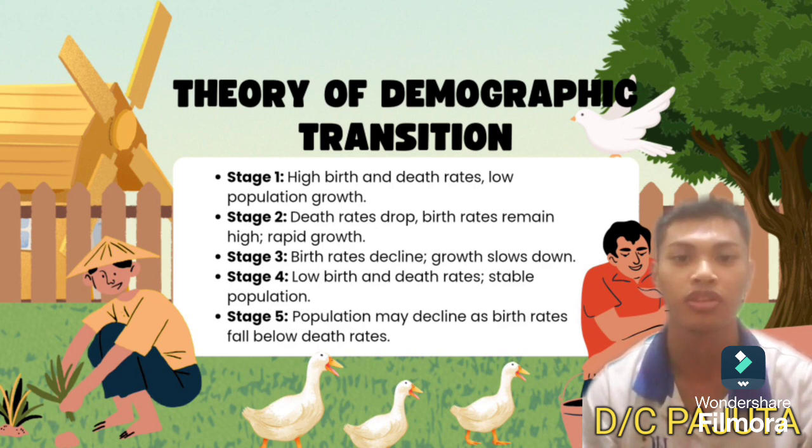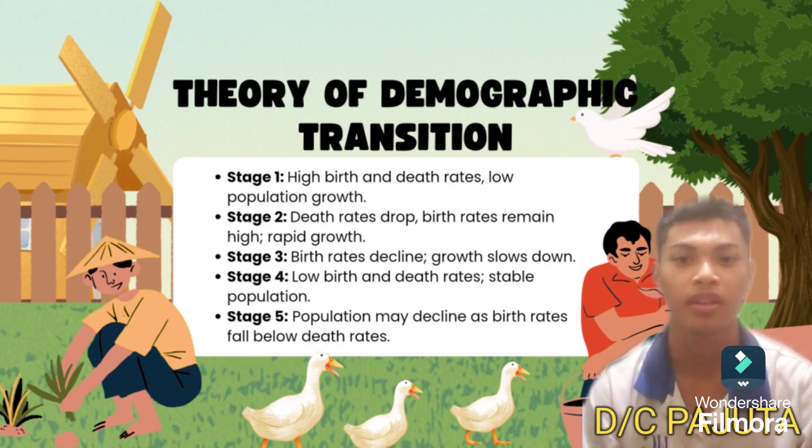In the pre-industrial stage, crude birth rates and crude death rates remain close to each other, keeping the population relatively level. So, the first stage is pre-industrial. High birth and death rates lead to a stable but low population. Families have many children, but due to limited medical knowledge, many do not survive. Stage 2.